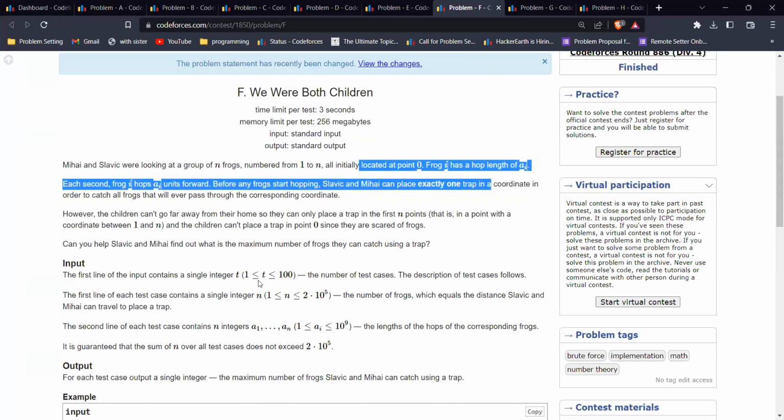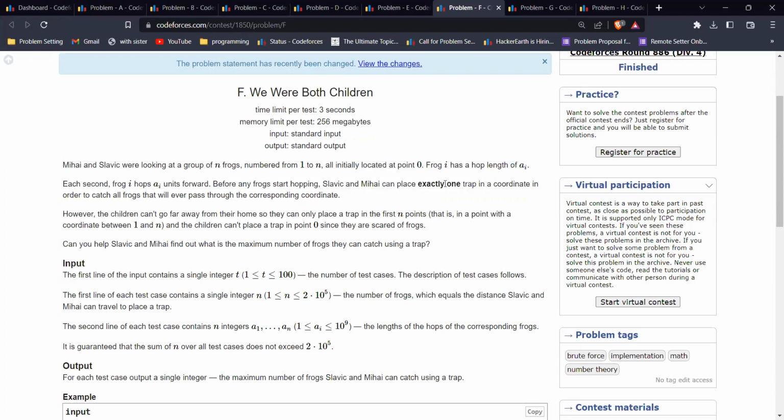Now each second, frog i hops a_i units forward, and before any frog starts hopping, Slavik and Mihai can place exactly one trap at a coordinate in order to catch all the frogs that will ever pass through that coordinate. However, the children can't go far away from their home, so they can only place a trap in the first n points, and they cannot place it at point 0.